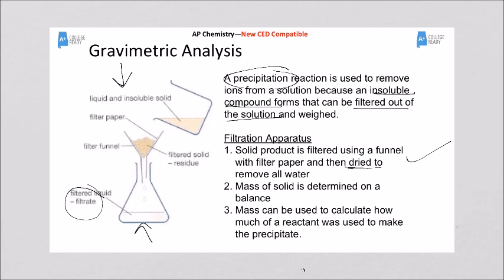You could speed it up with a lab oven. You might leave it on the counter overnight and let it dry on its own through evaporation. But filtering it and then drying it is key. Once it is dry, it's going to be massed. Once we know this, our actual yield, then we can calculate something about the reactant, like how much of the reactant this product came from. So that's one lab that's very common.